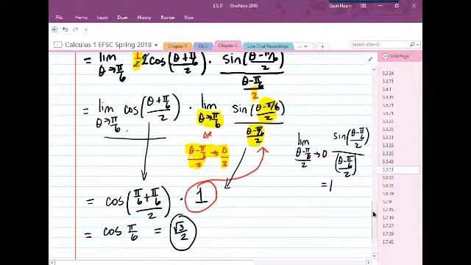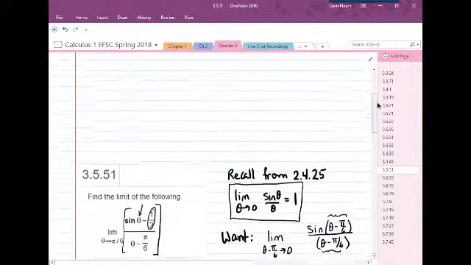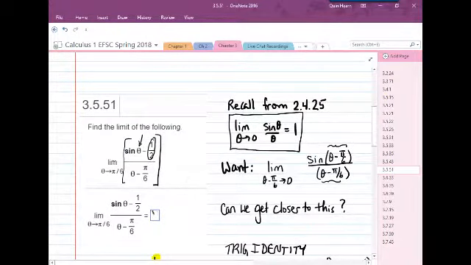So that's the solution to the problem 3.5.51. It's just root 3 over 2. And the way we got it was by manipulating the expression until it fit this pattern.